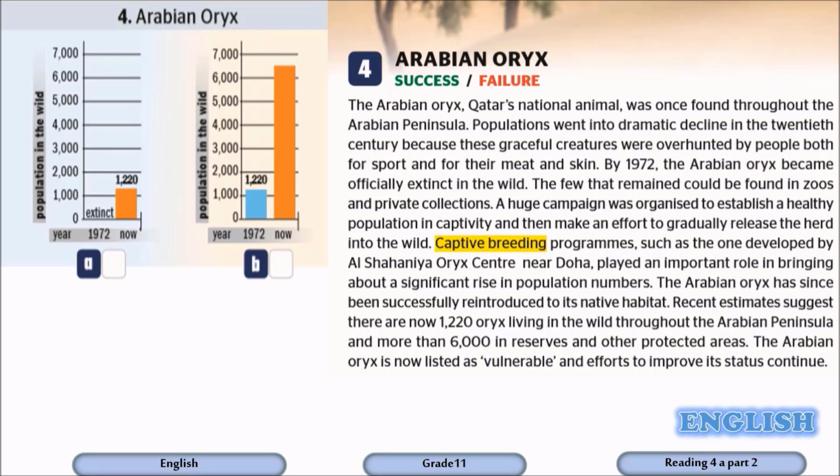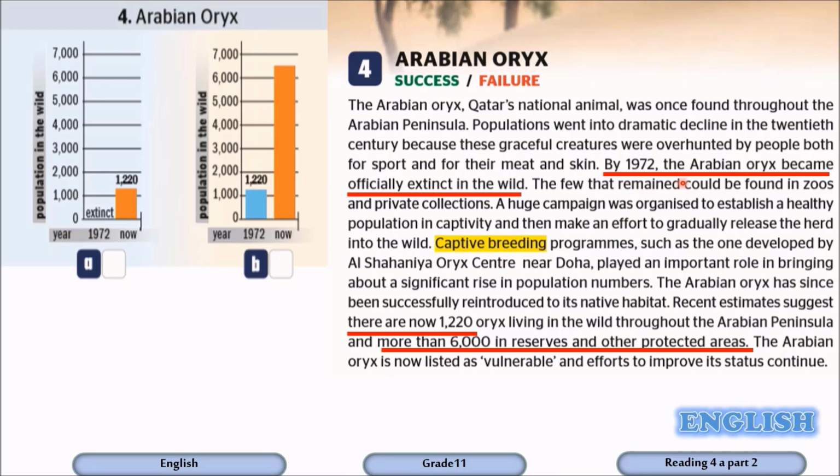Alright, now the fourth reading passage. Let's have a look at the two graphs. So the vertical axis shows the population in the wild, and the horizontal axis shows the years. It is mentioned here that it was extinct in 1972, but in the second graph it shows that it was 1,220 in 1972. Alright, so here there is a slight increase, while here there is a dramatic increase. Now let's go through these figures in the reading passage.